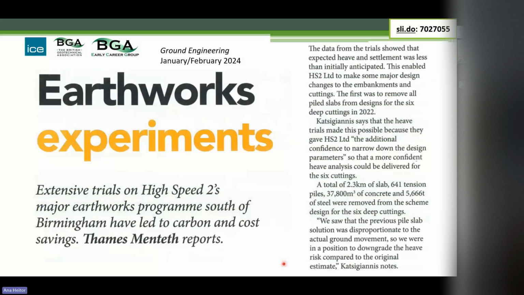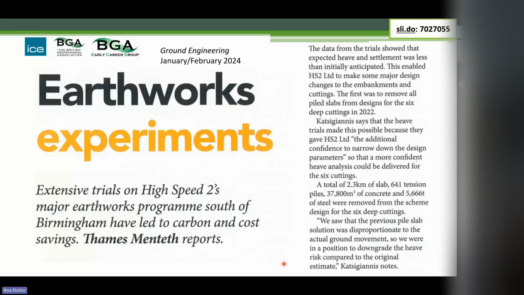This was an article in Ground Engineering, I think the last issue or the last issue but one. There was a whole thing about these earthworks experiments in HS2, and yes, they did get rid of all that concrete. They got rid of all the concrete below the embankments. They got rid of the similar concrete below the cuttings, where they were going to have rafts, concrete rafts, held down by concrete piles to prevent problems associated with this heave that was going to occur. And actually, all of it was got rid of, which is great news.